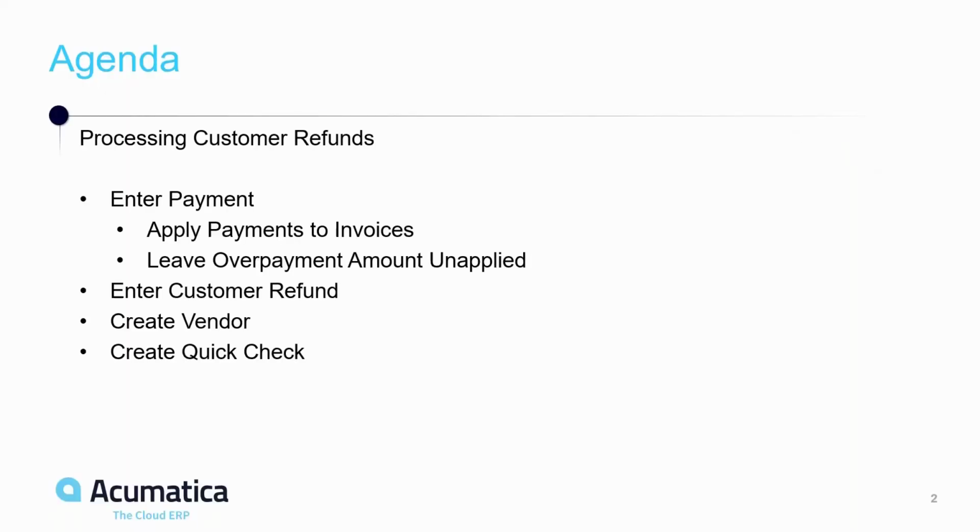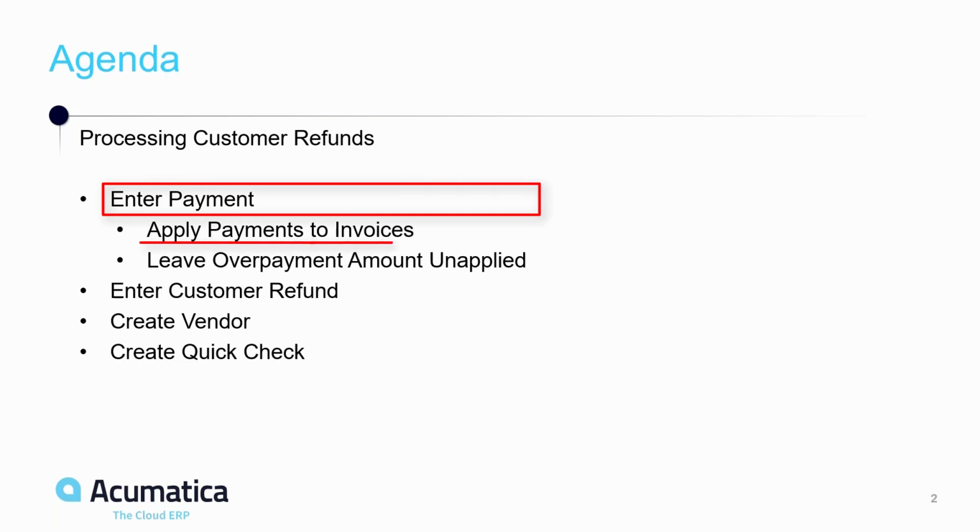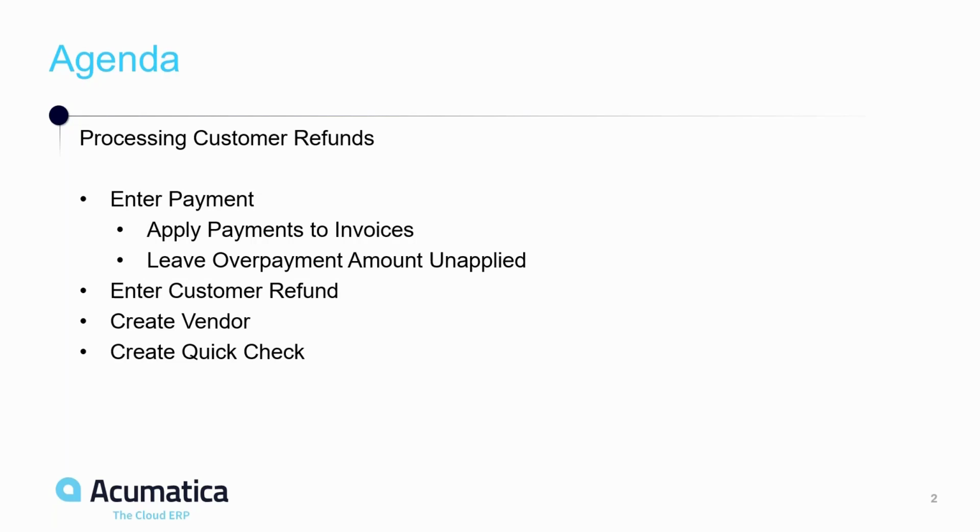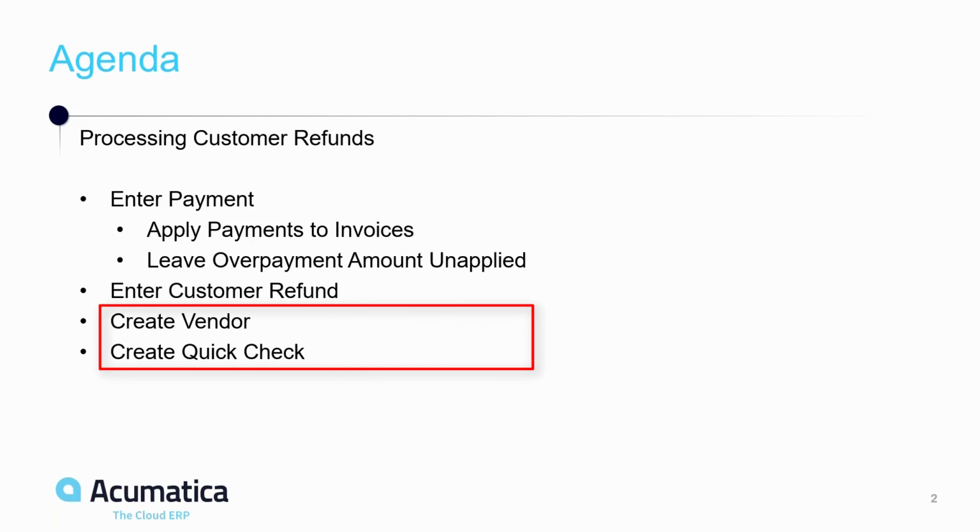So in this example, we're going to enter a payment and apply the payment to an invoice, but the payment amount is going to be greater than the invoice amount, leaving us an unapplied payment. Now, instead of applying this payment to another invoice, the customer has called us and asked us to refund their money. So we're going to process a customer refund in accounts receivable. But we have to go to accounts payable and create the check. And to do that, we have to create the vendor. So we'll walk through all of these steps.